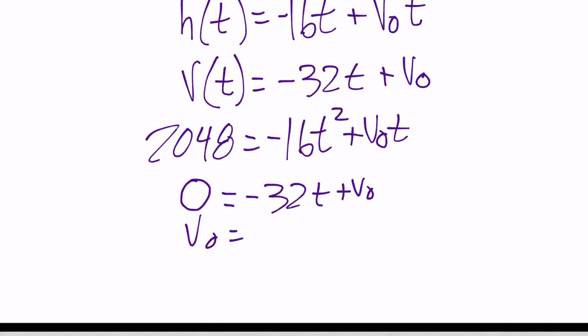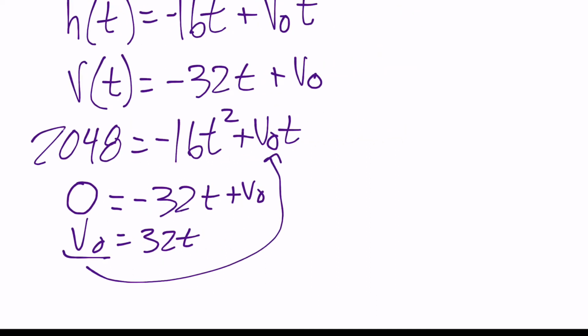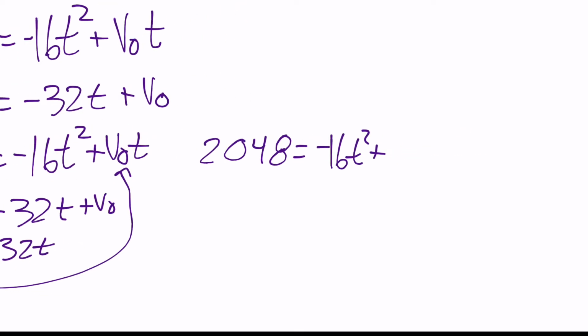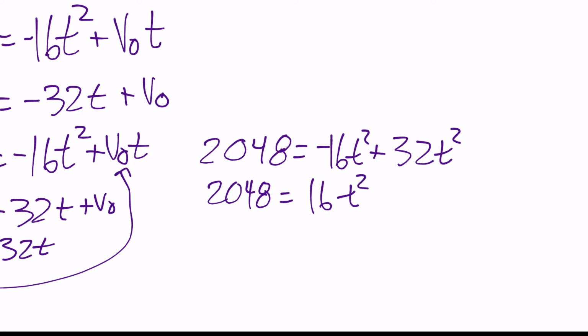So v naught equals positive 32 t, which we will substitute in right there. So we get the equation 2048 equals negative 16 t squared plus 32 t squared, because v naught is 32 t, and 32t times t is 32t squared. So then 2048 equals positive 16 t squared. So divide by 16 on both sides, gives you 128 equals t squared.